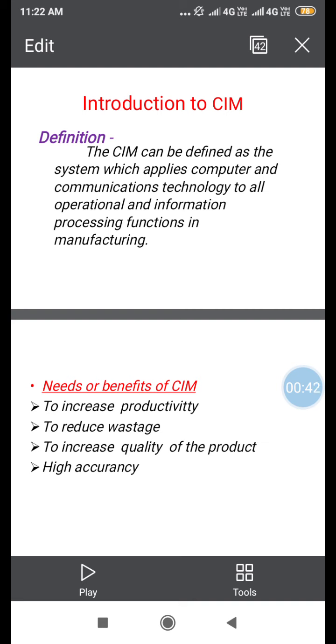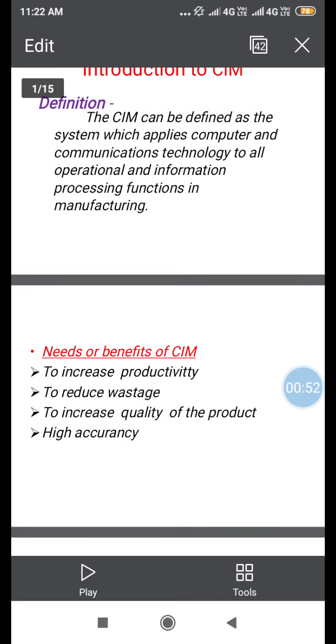Next, what are the benefits or needs of CIM? First, to increase productivity, to reduce wastage, and to increase the quality and accuracy of the product. We have a number of benefits of CIM. The main ones are increased productivity, reduced wastage, and increased quality and accuracy of the product. The main advantage of CIM is to produce high quality products with less time and reduced wastage.